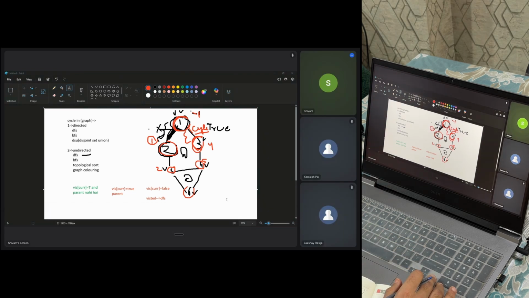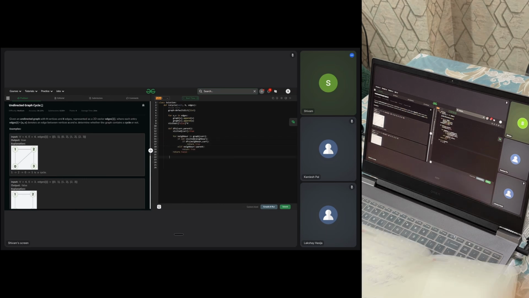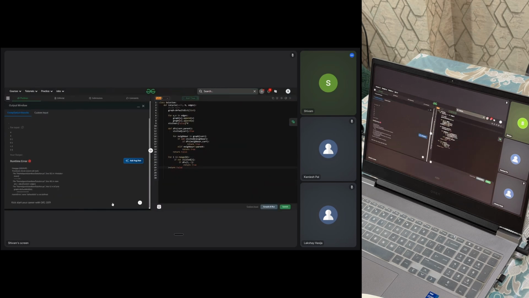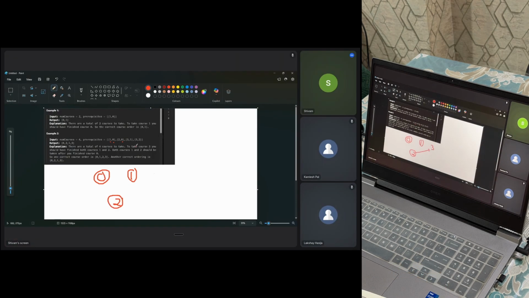For undirected graphs, the standard technique is DFS or BFS with parent tracking. While traversing, if you come across a visited neighbor that is not the parent of the current node, that directly indicates a cycle. Tracking the parent avoids counting the immediate back edge as a cycle.